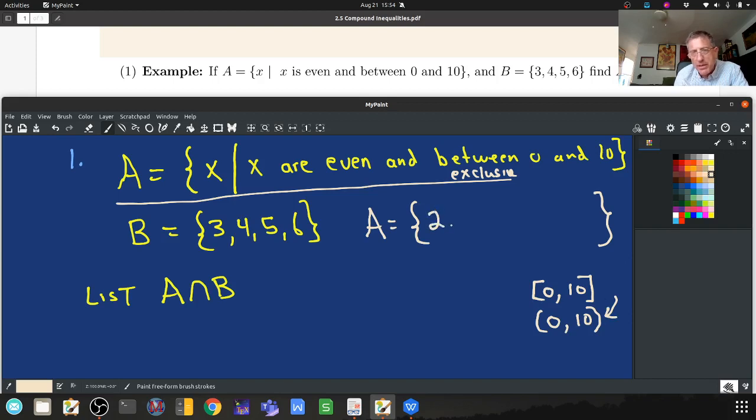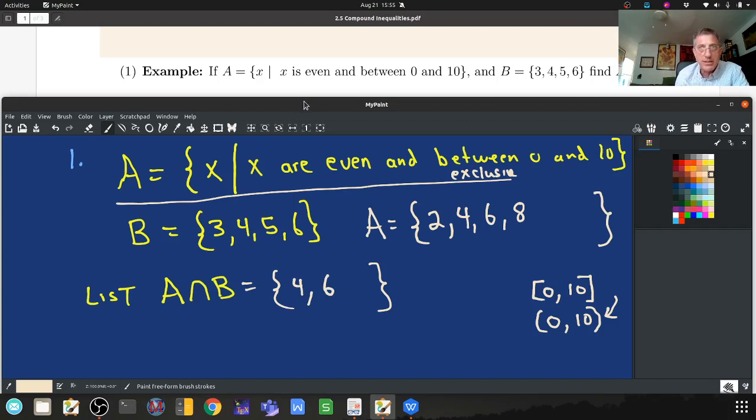So they're even numbers, so that means they're whole numbers divisible by 2. So 2, 4, 6, and 8. And 0 is not in there, and 10 is not in there because I'm excluding those numbers. So here's my set A, and here is my set B. The intersection of A and B are elements which are common to both. Well, let's start with my elements of B. 3 is in B, but 3 is not in A, so that's not in the intersection. 4 is in B, and 4 is also in A, so 4 is in there. 5 is in B, but clearly not in A. 6 is in B, and also in A. So the intersection of A and B is just the two elements, 4 and 6.